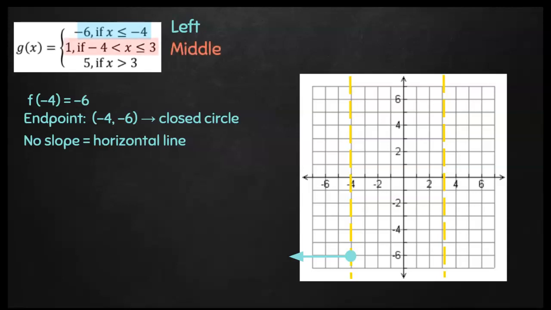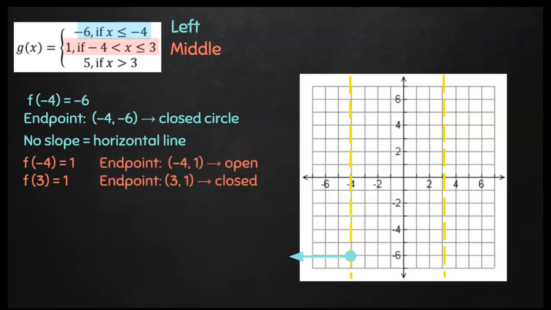Now, if I look at the middle, I'm in between -4 and 3. So again, when I take those x values, the y coordinate will always be 1. I will have an open circle and a closed circle based on the domain that I have. I'm going to put those points there. And again, because there is no slope, it's a horizontal line. In this case, I will have a line segment because I'm in between 2 endpoints.